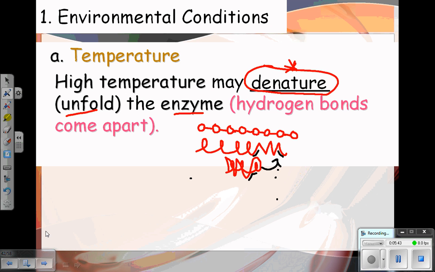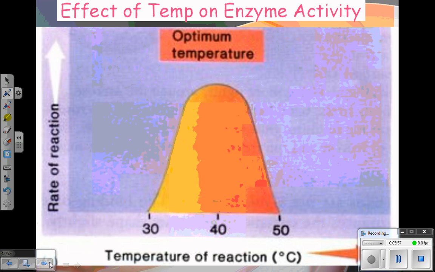You can have a temporary denature that can fold back up the right way, and that would be reversible. If you have an irreversible denaturing, then it just gets unfolded and it cannot go back together again the right way.